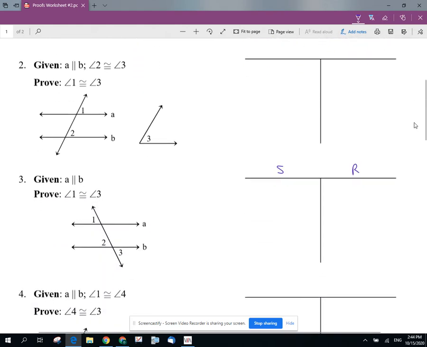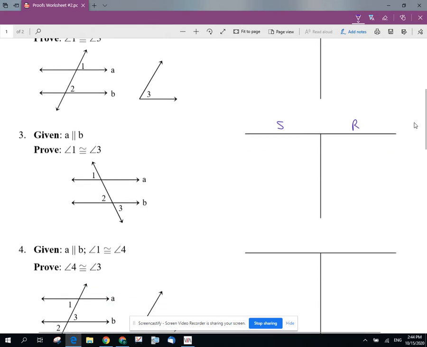Looking at number 3. Number 2 is similar to number 1, so you can try that one on your own. Looking at number 3, A is parallel to B. I'll go ahead and mark that and write that down as my given. A is parallel to B. Given. Okay. We want to prove that angle 1 is congruent to angle 3.